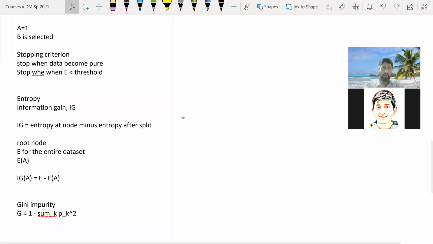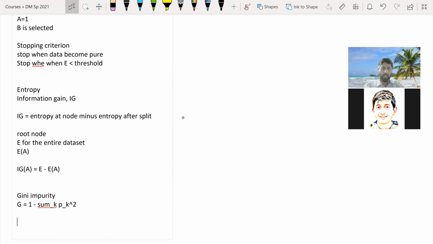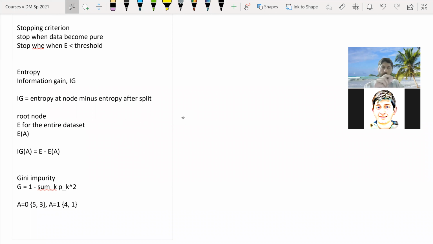So let's take the example that we did earlier on. हमारे पास था A is equal to 0 का जो split था वो क्या था 5 3 था, और A is equal to 1 का split जो था वो 4 1 था. ठीक है? So Gini would be computed for each of those splits. So let's say Gini मैं निकालना चाह रहा हूँ 5 3 का. So there are two classes. ठीक है? So how would I compute it? P basically is the fraction of objects belonging to a particular class K, or proportion कह लें.